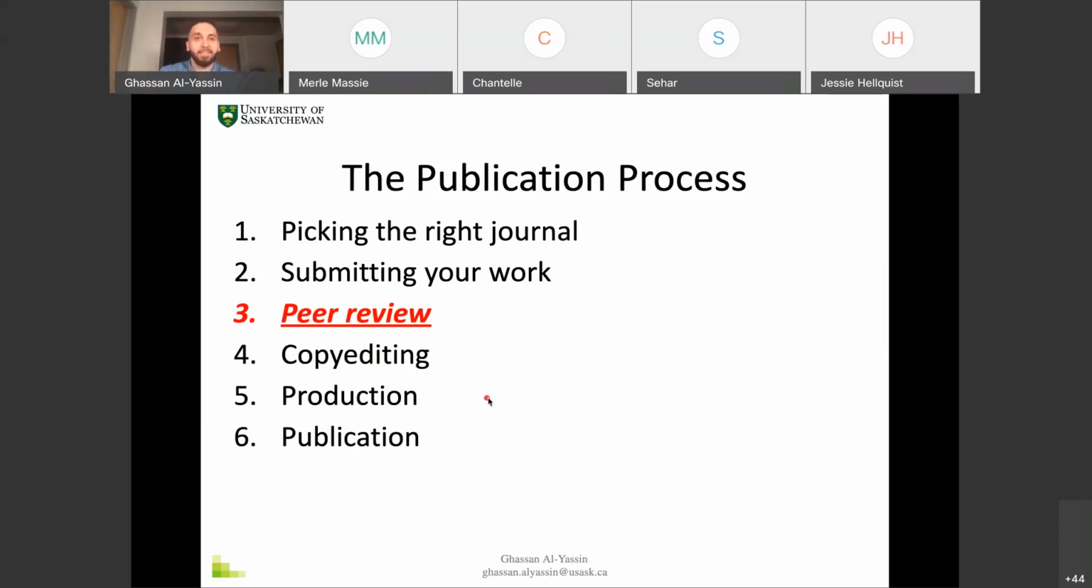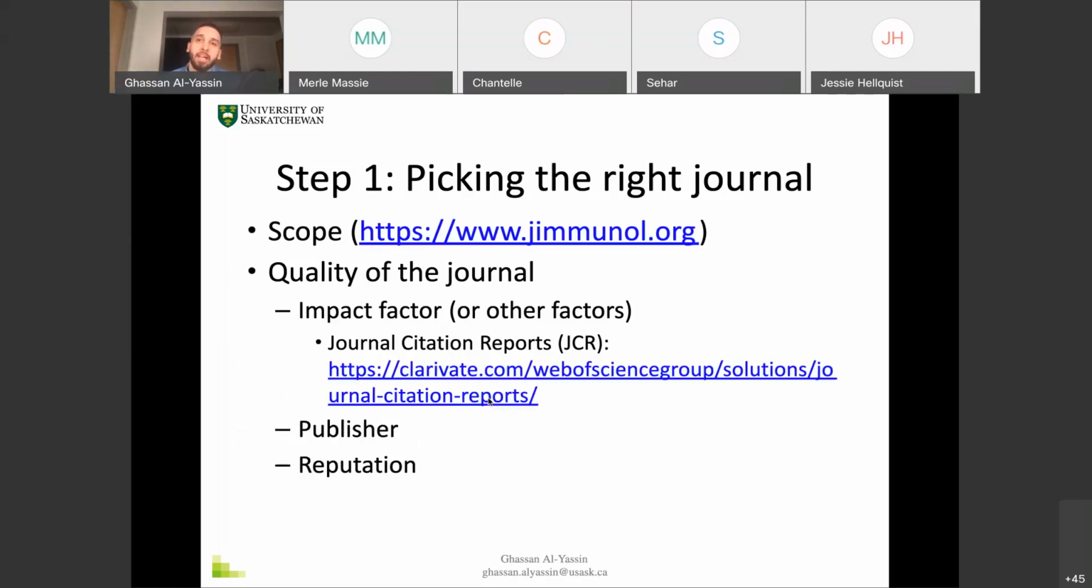Anywho, all right, so picking the right journal. Before I start, I have to say this. You owe it to yourself and you owe it to everyone who works with you on a project to publish your work in the best journal you can pick. Why do I say that? Because reputation of the journal matters. If you publish your work in a reputable journal, then it's more likely that people will read your work. So if you want people to see your work, you want to pick the best journal out there.